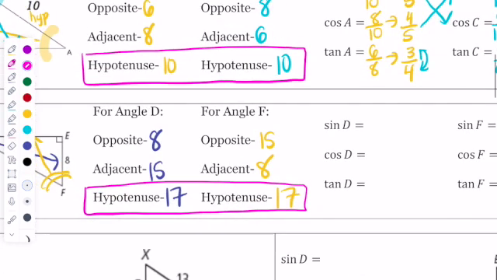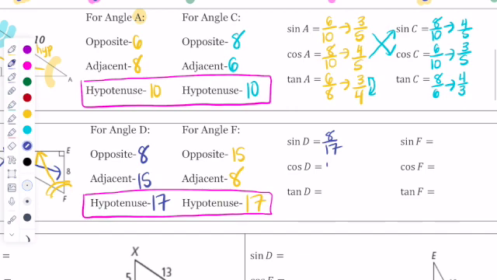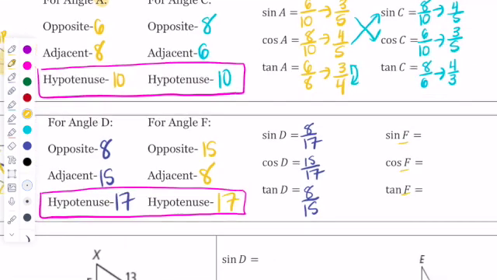Okay, so let's use the pattern on this one. To find the angle D sine ratio, it's opposite over hypotenuse. That is going to be 8 over 17. That is fully reduced, so that does not change. Adjacent over hypotenuse is going to be 15 over 17. Again, fully reduced. Opposite over adjacent is going to be 8 over 15, which is also fully reduced. So how do I use that to find the sine, cosine, and tangent ratios of angle F, the other acute angle?